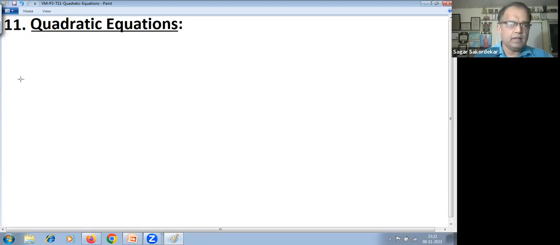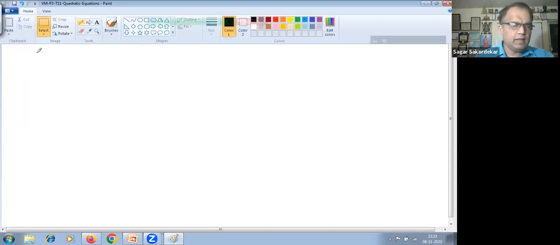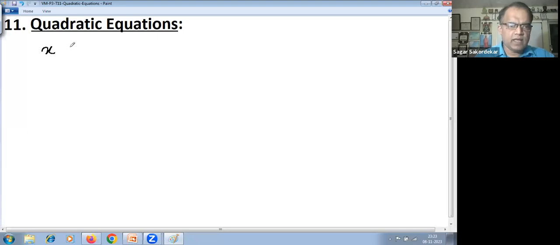Third example. x square minus 10x plus 21 equal to 0. Take coefficient of x square, that is 1, multiply with the constant, that is 21 here, gives you 21. Find factors of 21 such that sum of these factors should be minus 10. Coefficient of x here is minus 10.